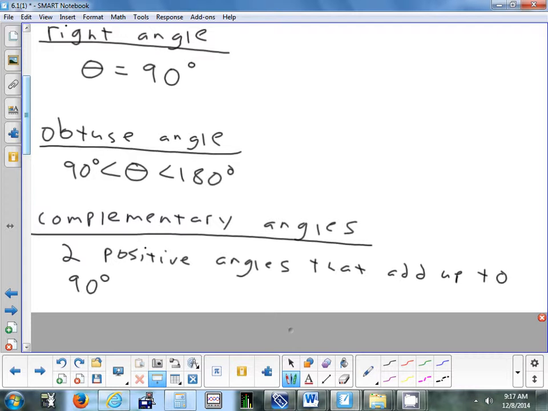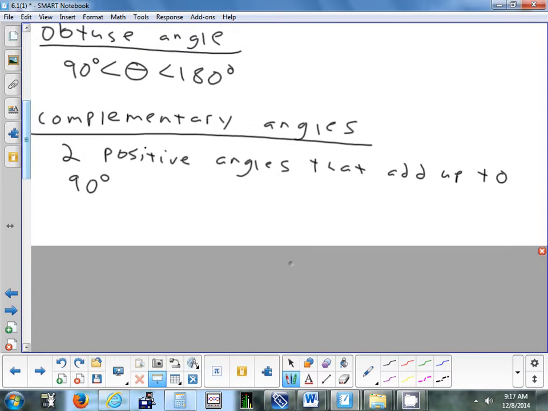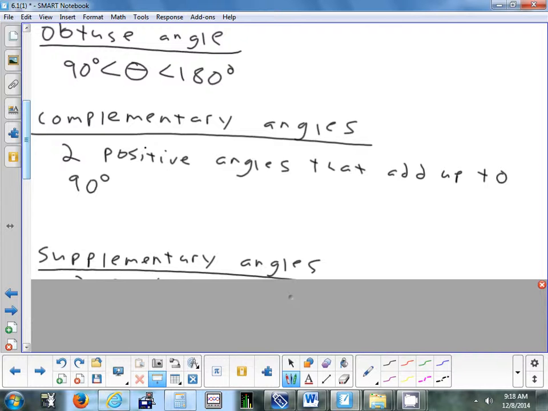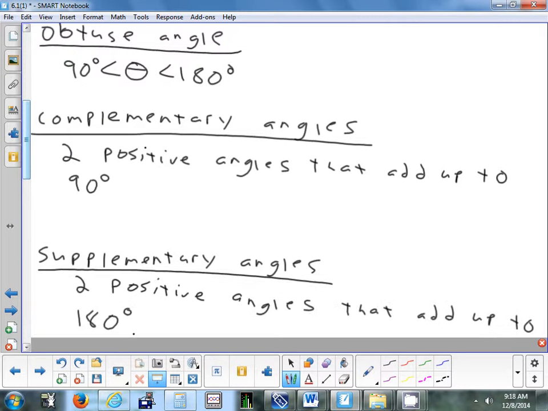Okay, all these terms are on page 318, if you need to see any of them. And what about supplementary? Oh, Shannon, think you could tell me what supplementary? That add up to 180. Yep. Two positive angles, this time they add up to 180.